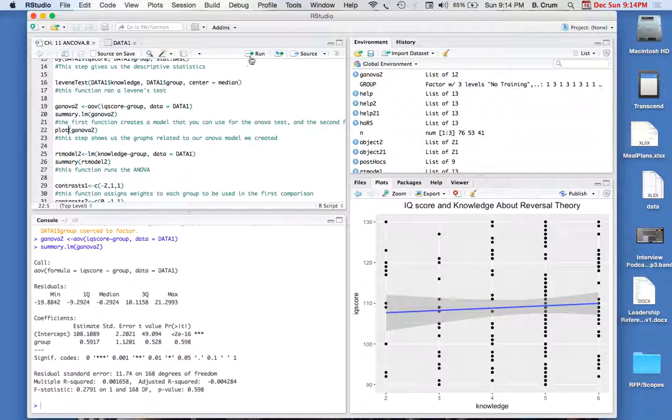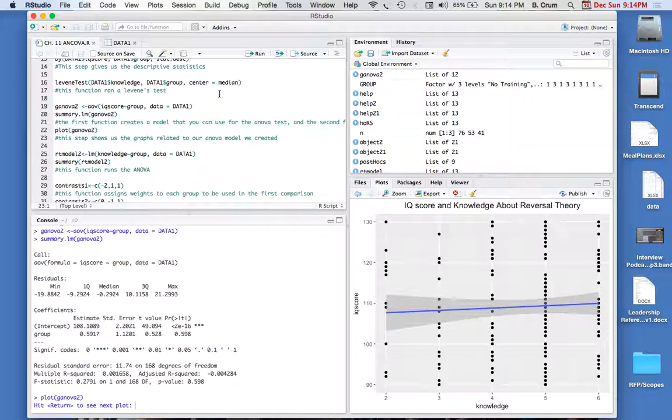I then plotted it to see the graphs. The residuals versus fitted graph is used for testing homogeneity of variance. The plot shows points that are similarly spread for the three groups, implying that the variances are similar across groups. We also reached this conclusion by running the Levene's test earlier.